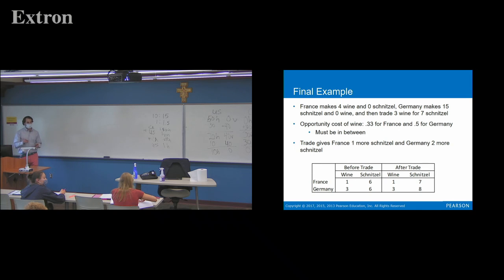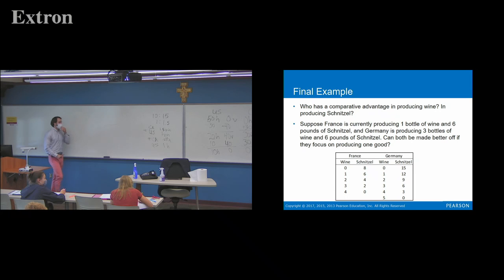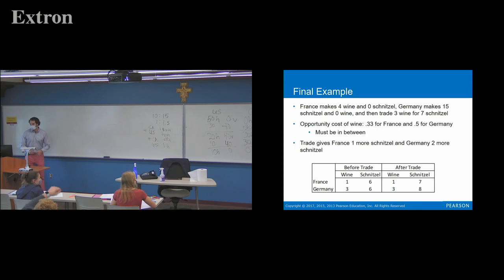Of producing wine, because to go from 0 to 1 unit, they're giving up 2 units of schnitzel. For Germany, to go from 0 to 1, they're giving up 3 units of schnitzel. So that 1 unit of wine in Germany is relatively more costly. They're giving up more in order to get that 1 unit. All right, let me try to get this in before the end of class.